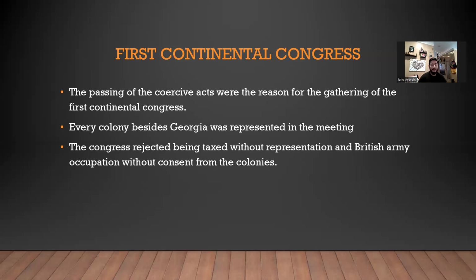And after discussion, the Congress rejected taxation without representation, the British government taking over what was being taxed and how much tax was going to the British Parliament. They also rejected the idea of the British Army occupying the colonies without the colonies' consent. The colonies did not want the British troops there. Why should they be there if they're being taxed without representation? The colonies never consented to being occupied.